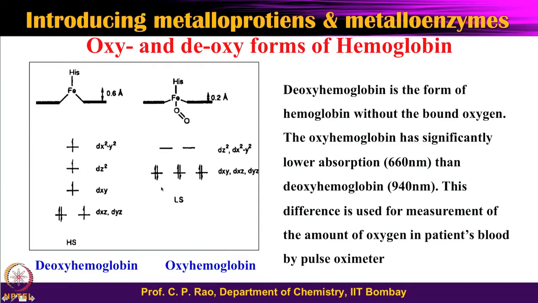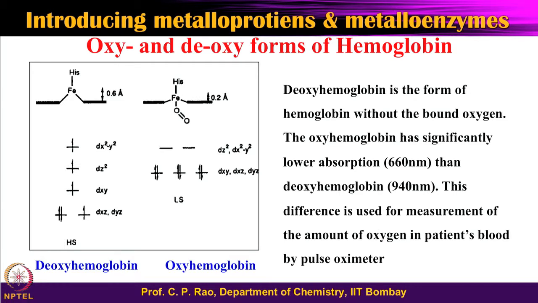I will unravel that in a while, but you are always welcome to think along those lines as well. Deoxy hemoglobin is without the bound oxygen. Oxy-hemoglobin is with the bound oxygen, and it has a lower absorption at 660 nanometer, while deoxy has absorption at 940 nanometer. This is the difference that is used for measuring the amount of oxygen present in the patient's blood by using the pulse oximeter. In most hospitals and pathological labs, where they check your blood samples for oxygen, they will do that.